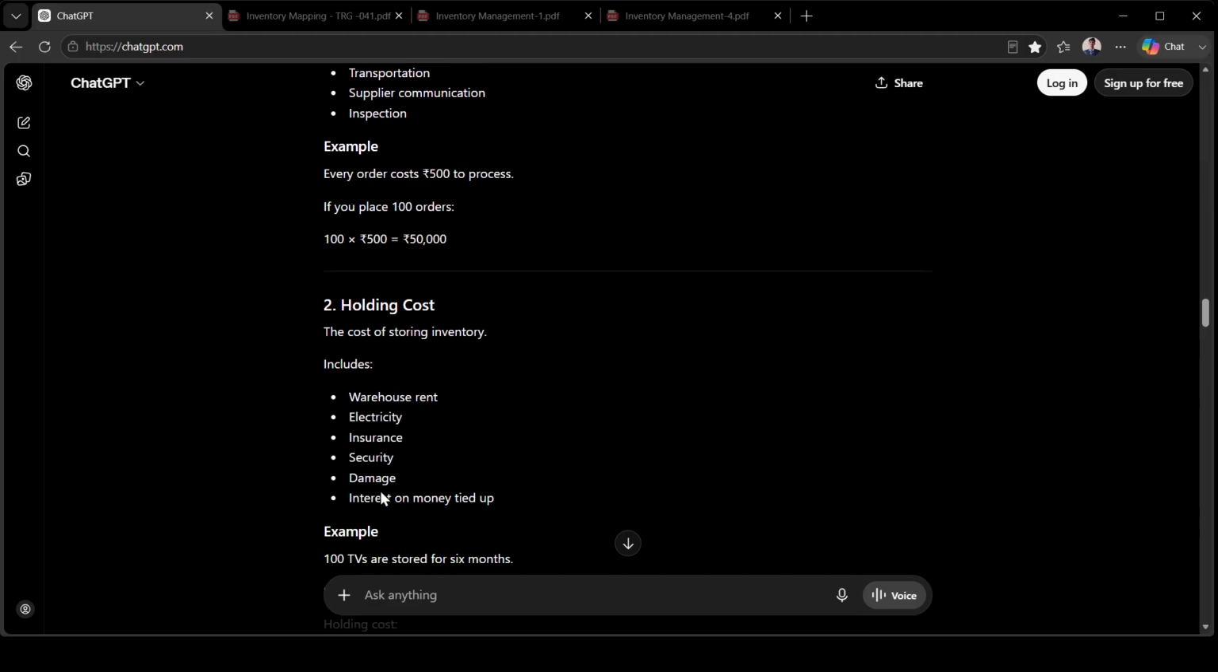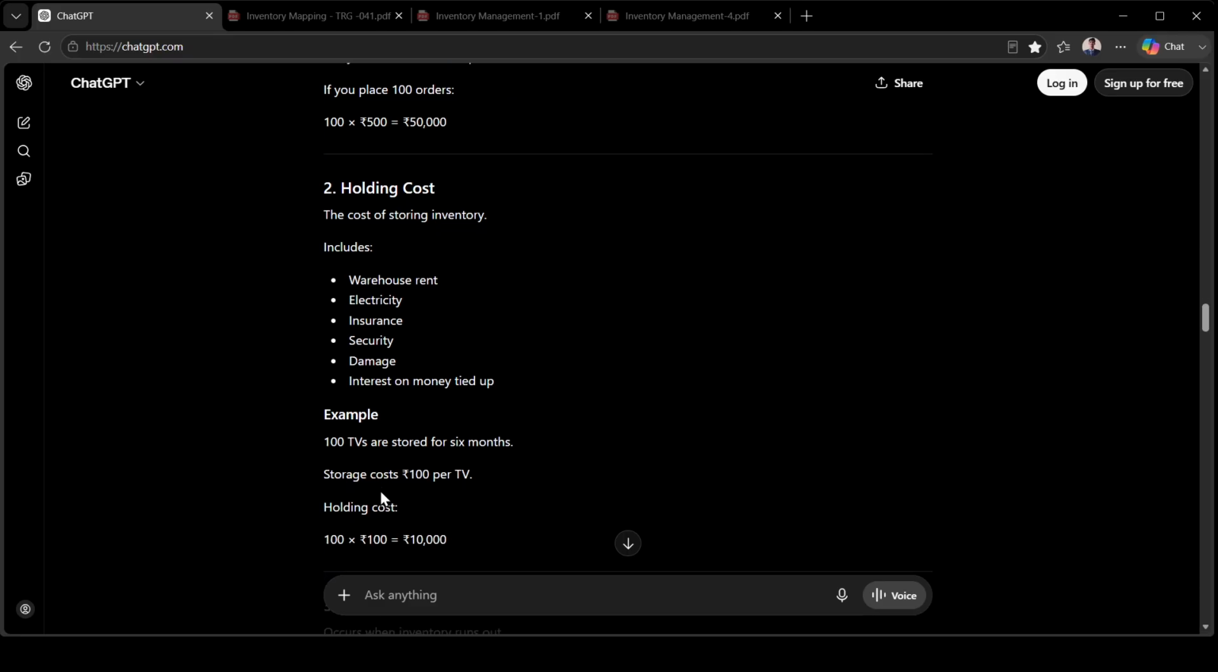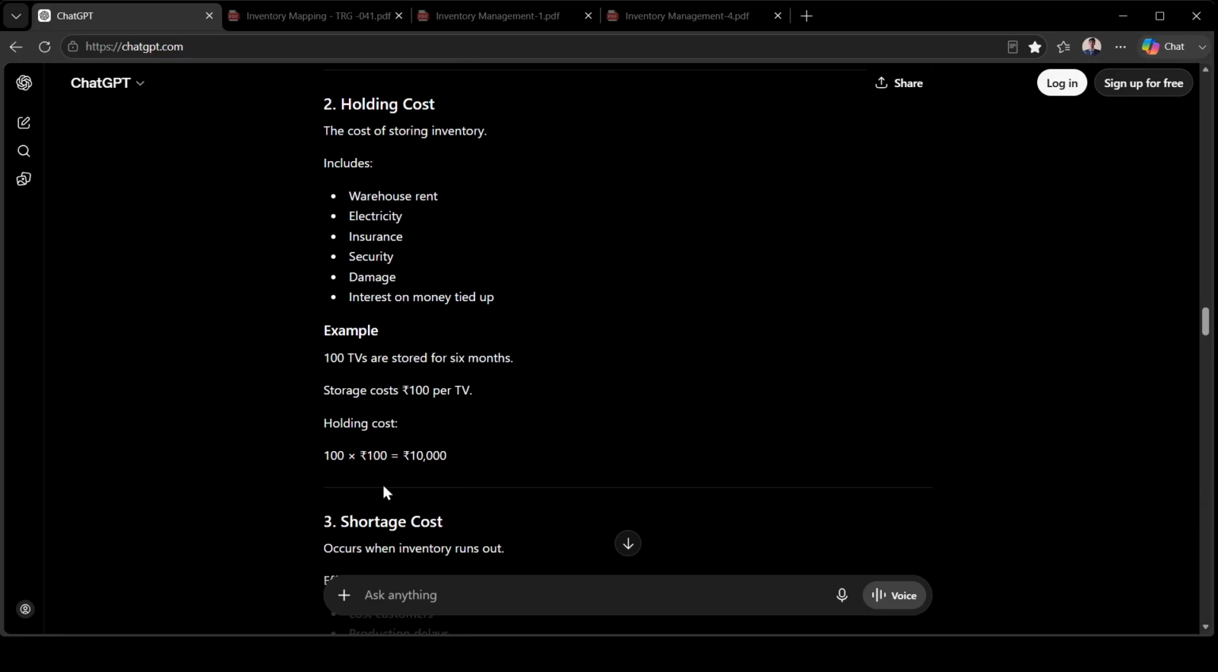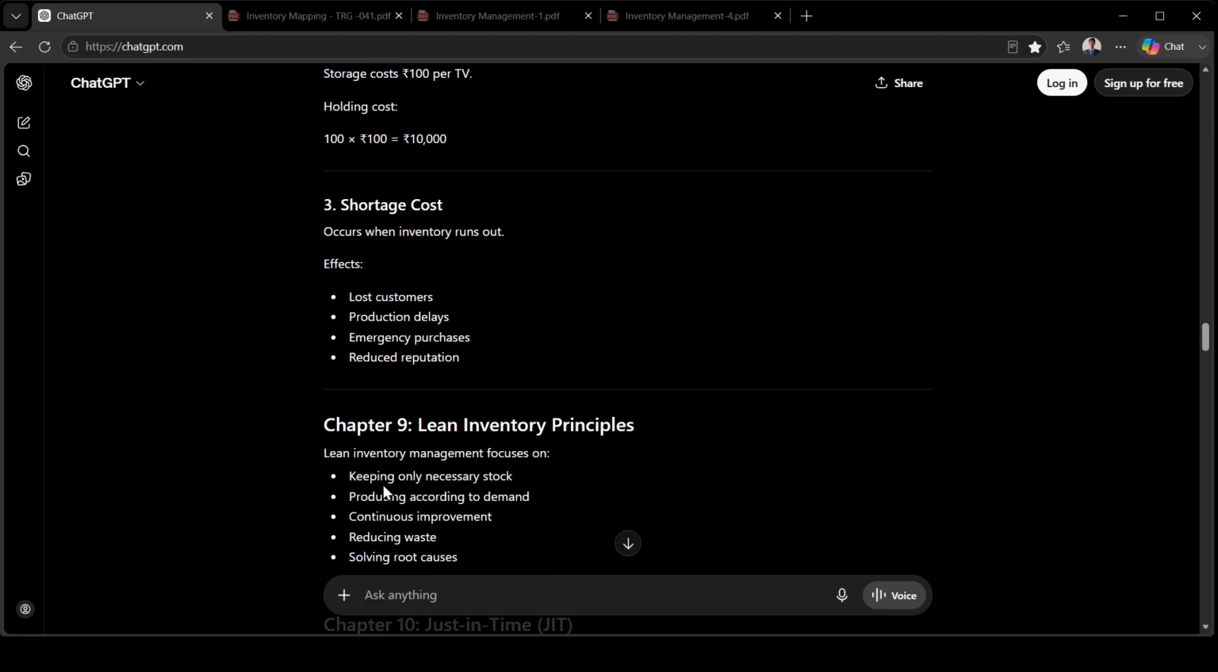Second, holding cost: the cost of storing inventory. It includes warehouse rent, electricity, insurance, security, damage, and interest on money tied up. Example: 100 TVs are stored for 6 months, holding cost 100 per TV, so 100 times 100 is 10,000. That is the holding cost. Then shortage cost. This occurs when the inventory runs out, with effects such as lost customers, production delay, emergency purchase, and reduced reputation.